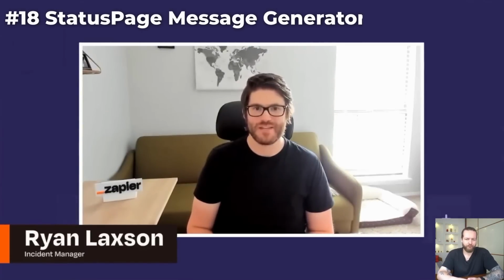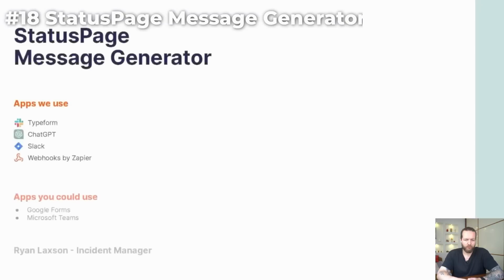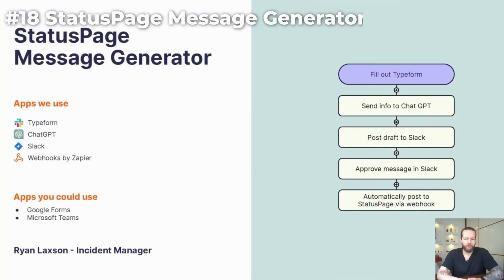The StatusPage message generator bot is designed to increase the speed and efficiency of creating public-facing messaging about outages at Zapier. This automation starts with a Typeform which asks our incident lead a few questions about the outage behavior.